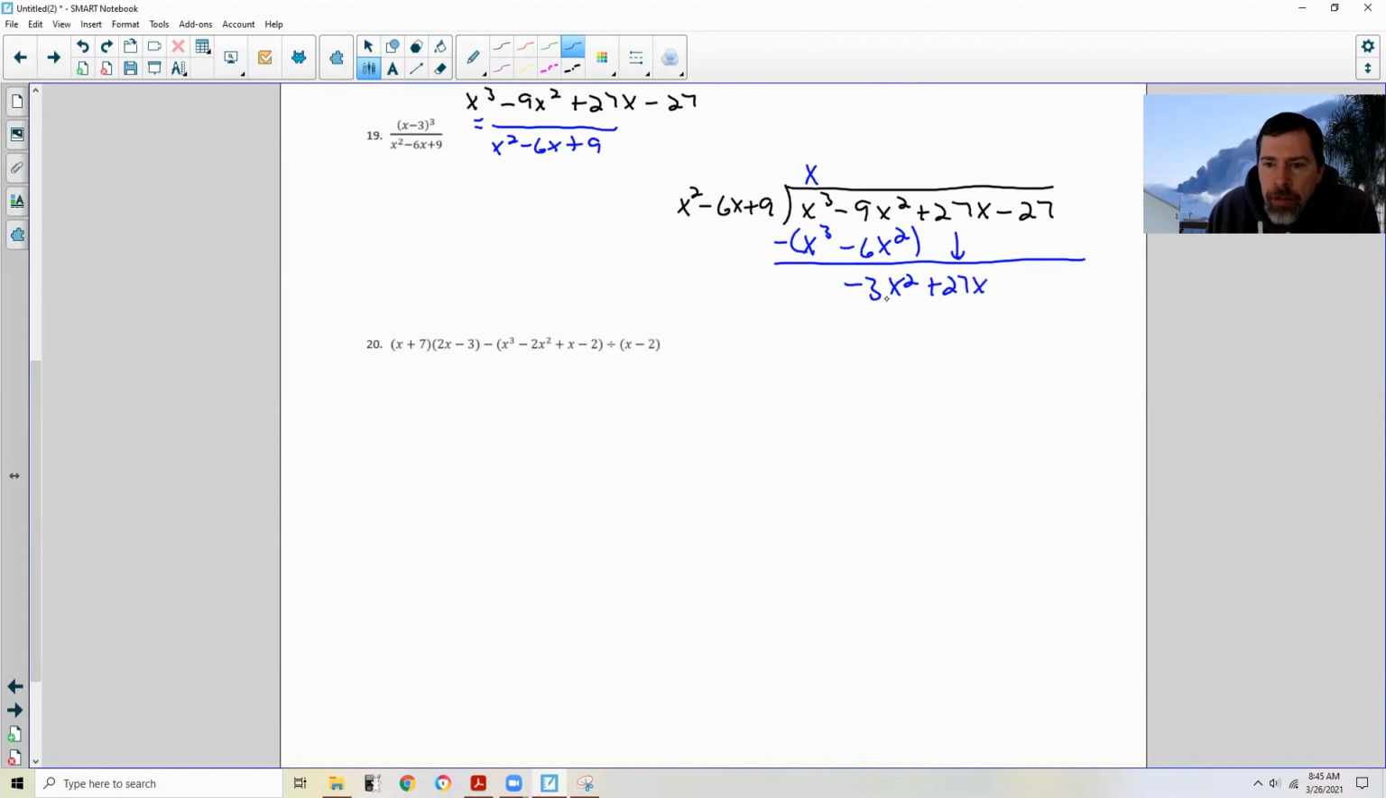X squared minus 3x squared, I need a minus 3. Negative 3 times x squared is negative 3x squared. Negative 3 times a negative 6x is negative 18x. And 9 times a negative 3 is a negative 27. So if I bring down this minus 27 as well and line these up, I get 9x.